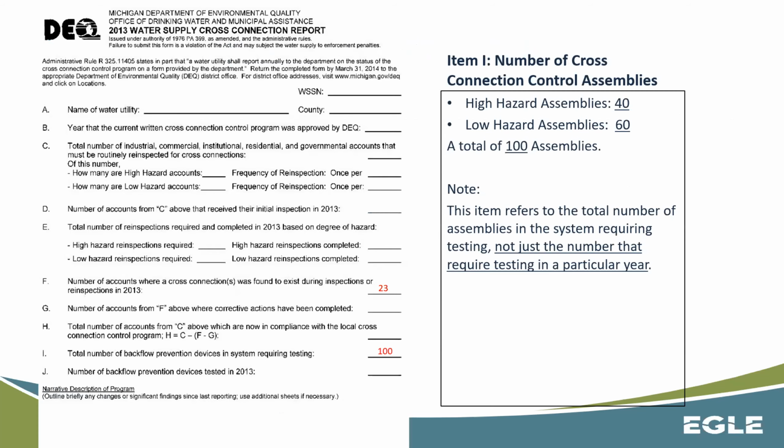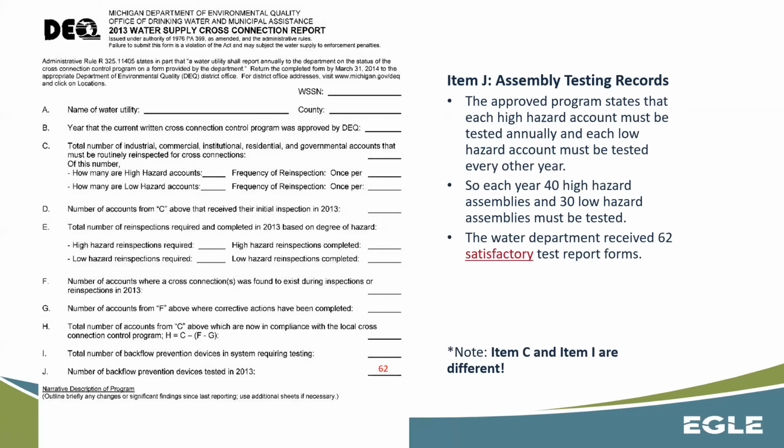Then getting at the last couple lines, in this case we said that there's 100 total backflow preventers that are going to need testing. And this is your total number in the whole system. It is not necessarily 100 that were due to be tested that year. And then the last line, for J, is how many did actually get tested.